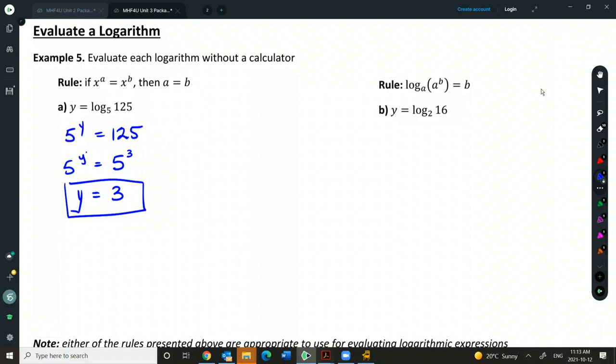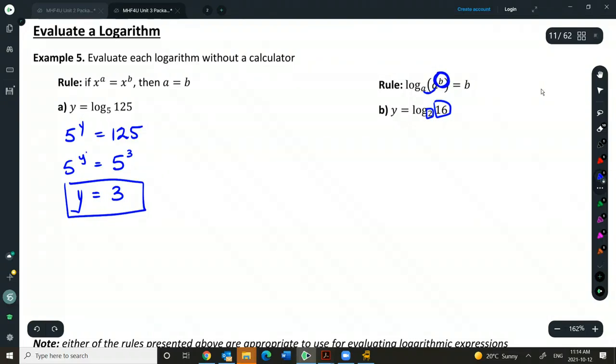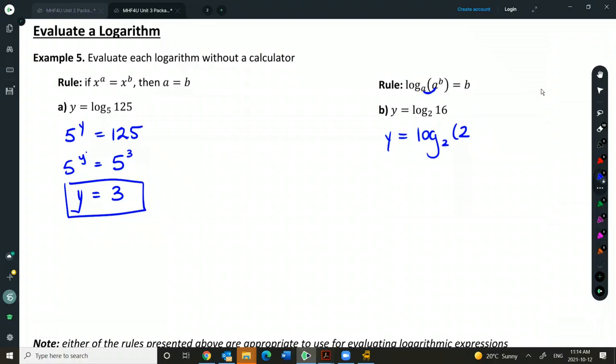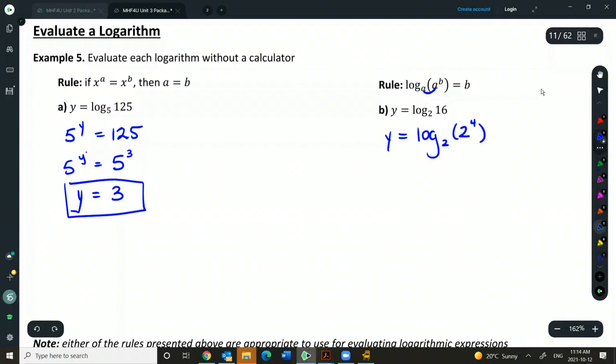Okay, the other rule is similar, but it's just a different format. If I can create the same base that I have in my logarithm with this number, then my whole logarithm will just be whatever I get as this exponent. So if I can figure out what 16 is expressed as a base of 2: 2 to what exponent equals 16? Sam? 4. Okay, so this rule says that if I can express these with a common base, because 2 to the 4 is equal to 16, then this whole logarithm will just be equal to this single value right here, which is 4.